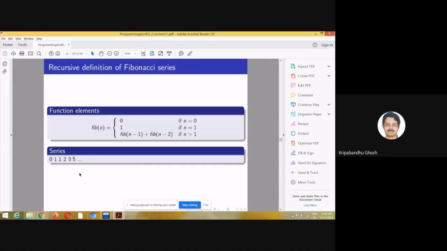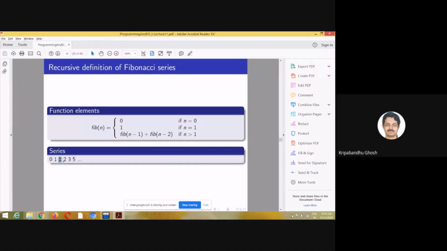So the series is like this. It starts with 0, then there is a 1. After that, the next numbers in the series are generated as follows. From the third number onwards, the numbers are generated by summing up the previous two numbers.